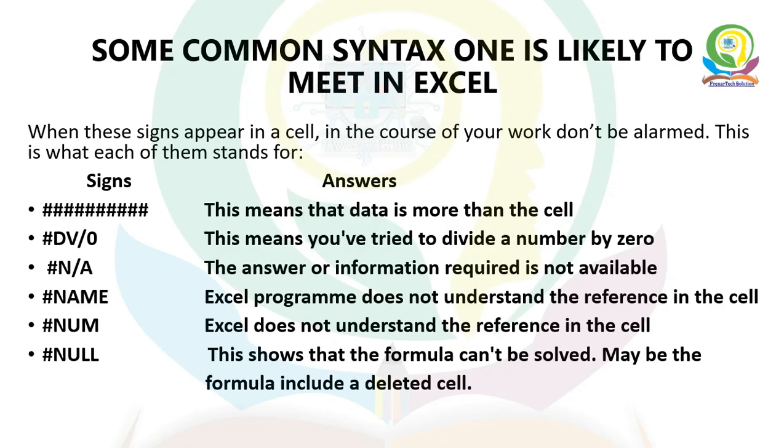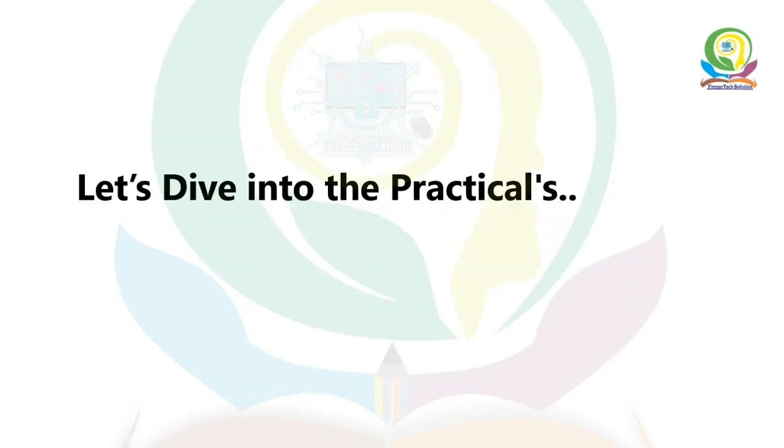Maybe the formula includes a deleted cell. So maybe after you enter the information in one particular cell, you delete that cell, you are going to get this sign over there. That is the reason why before you delete, you check whether that cell has any available information. Or maybe after you enter the information in the formula, you have the correct answer. Then later you want to delete that particular cell. Since that particular cell is gone, the formula there is still there. So the formula will change into this particular sign.